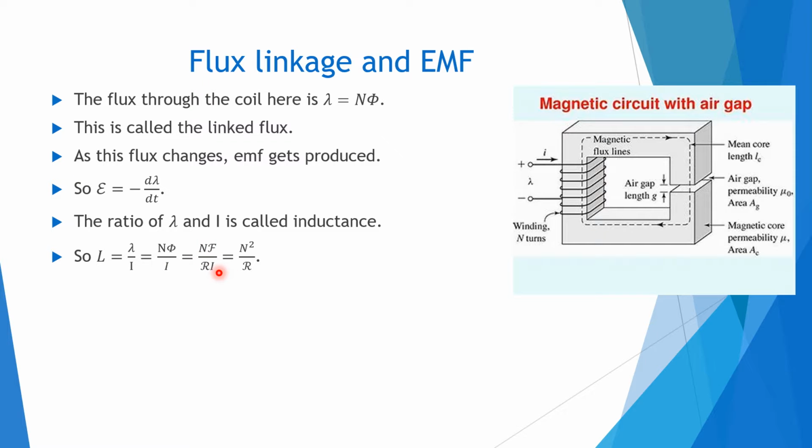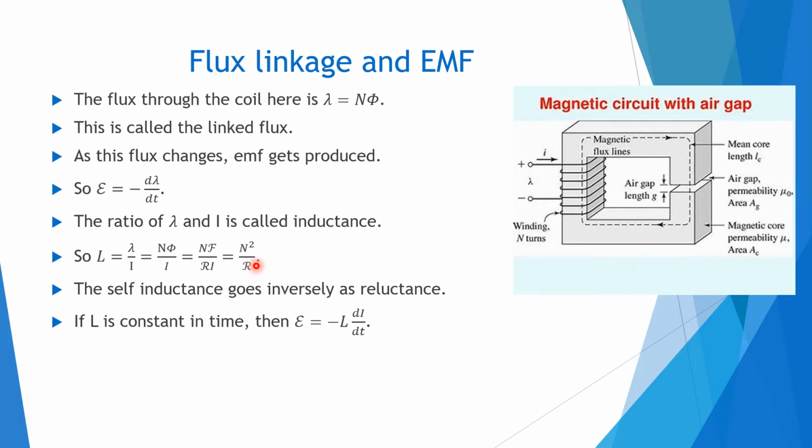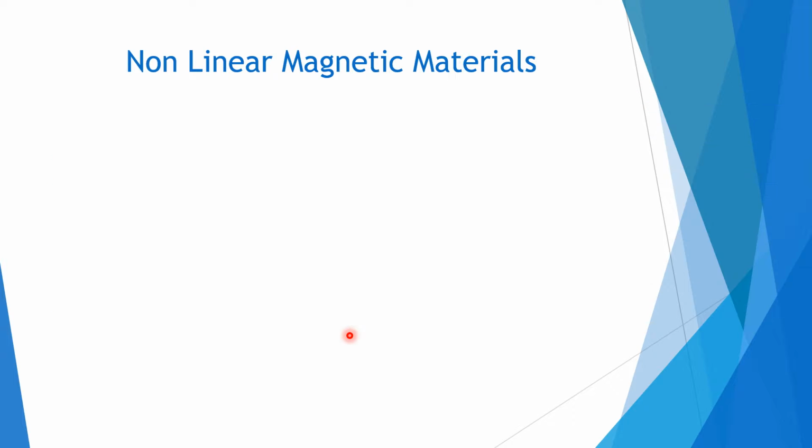Now you could simply write F as Ni, right? So you write F as Ni, you get N squared over R. So this is an important result. The inductance is inversely proportional to the reluctance of the magnetic circuit. And if the inductance is constant in time, you could pull it out and write E as L di by dt.